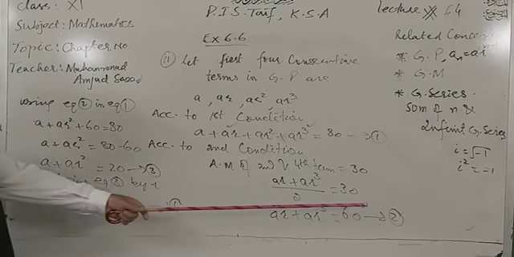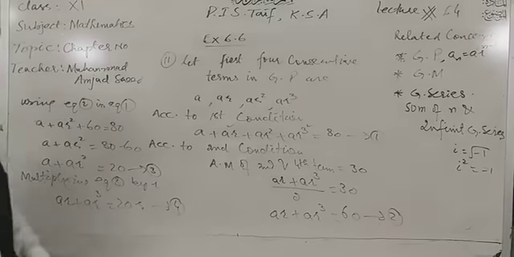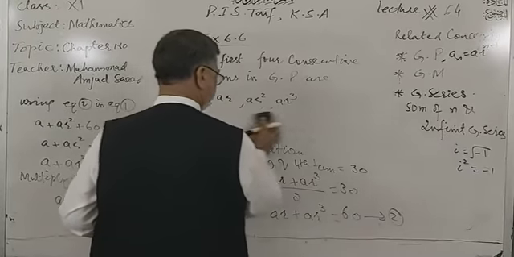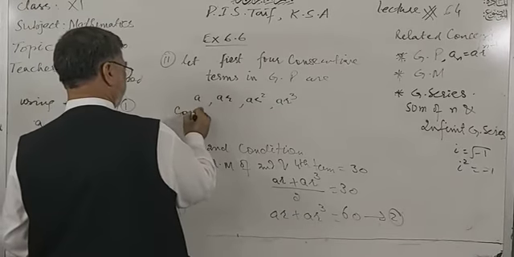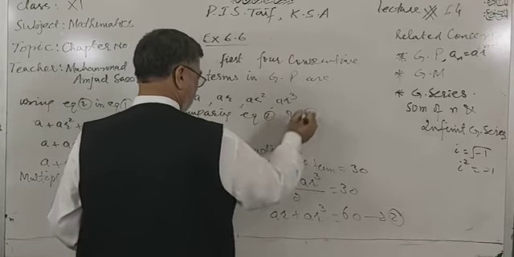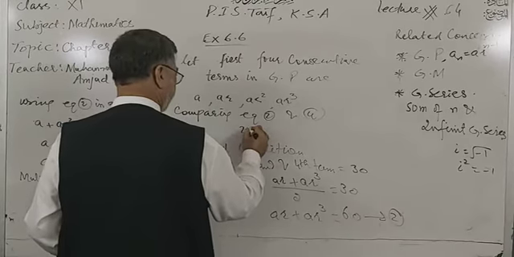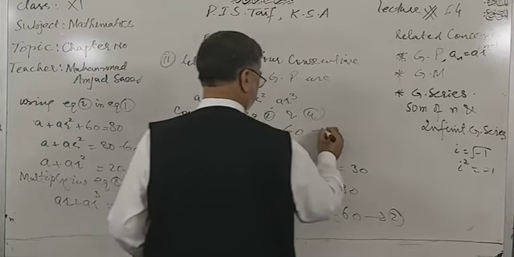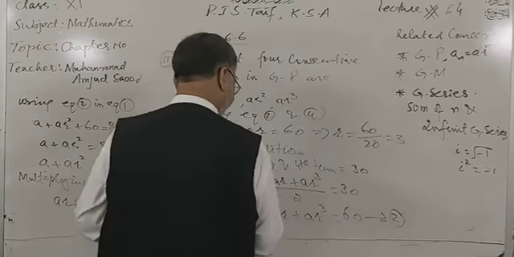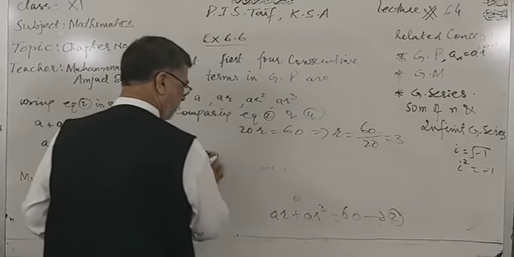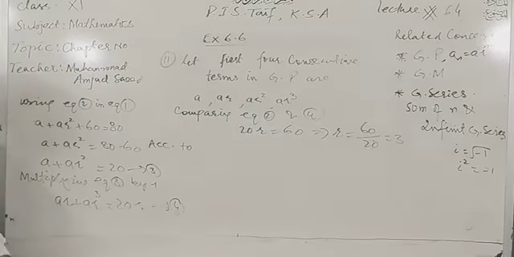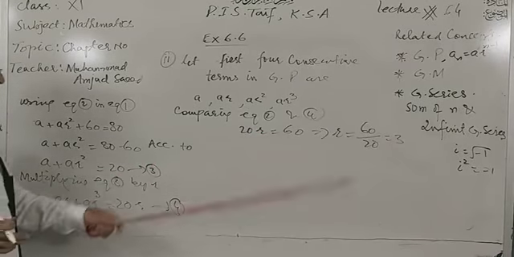So, comparing equation 2 and 4, left is equal to left, right is equal to right. This implies that R is equal to 3. 20R is equal to 60, so R is equal to 60 over 20, that is 3.